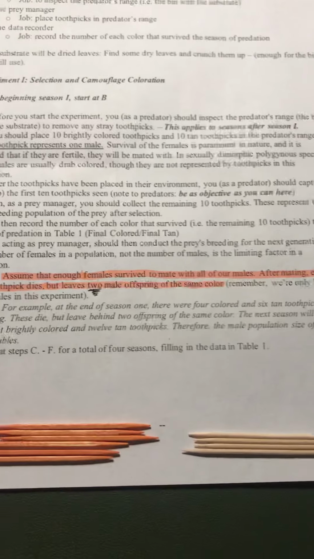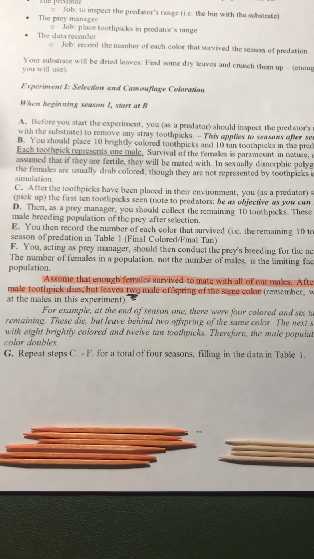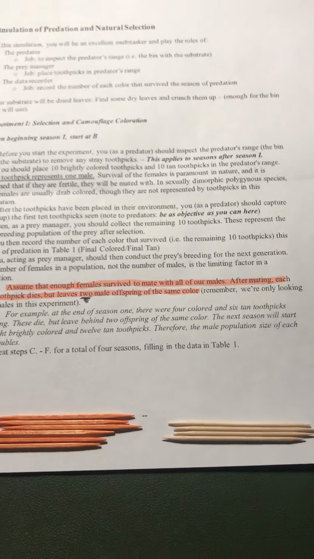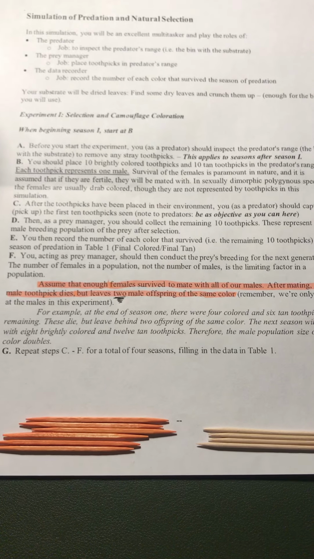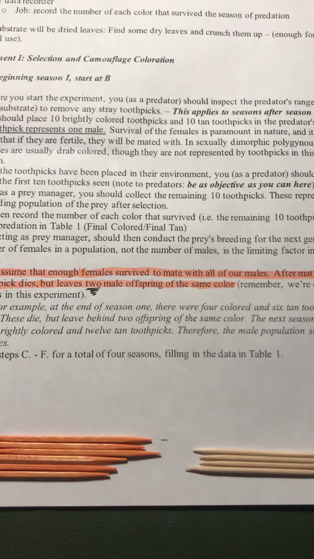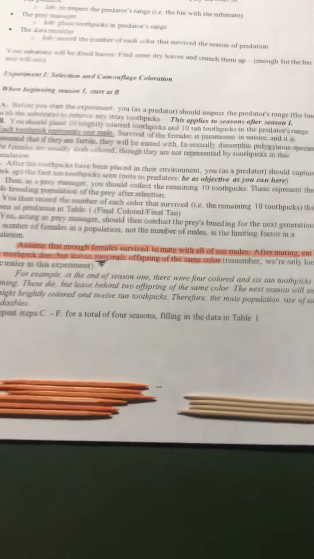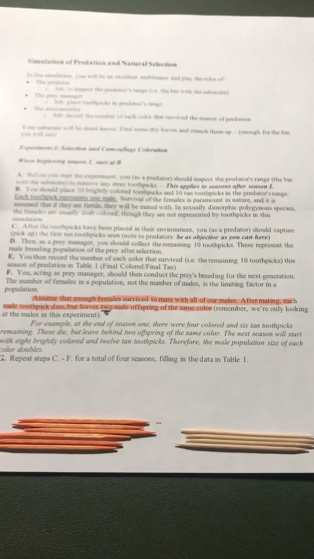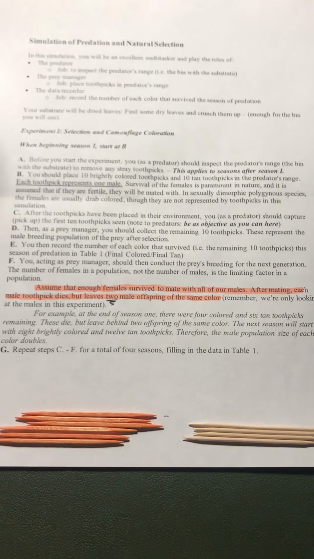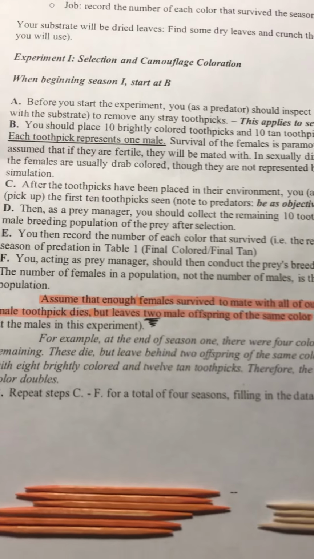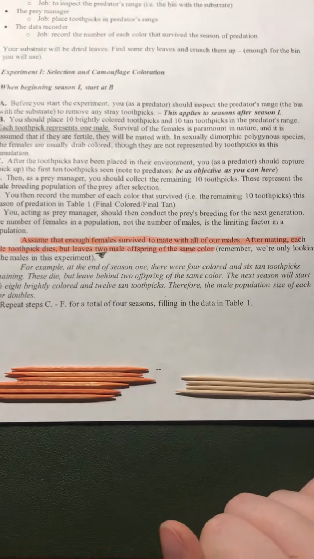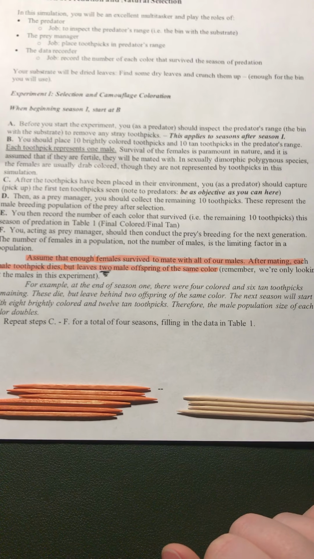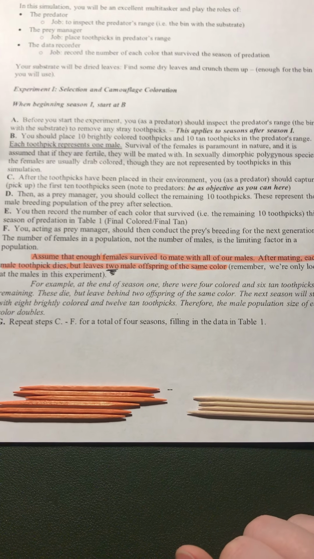Now for the offspring, this is a really important part, which is why I highlighted this here. You assume that enough females survive to mate with all of our males. After mating, each toothpick dies but leaves 2 male offspring of the same color. So here, we're not worried about the different colors right now. Each toothpick dies and leaves 2 offspring. So this example, which I can read too, will help you. At the end of season 1, you have 4 colored and 6 tan toothpicks remaining.